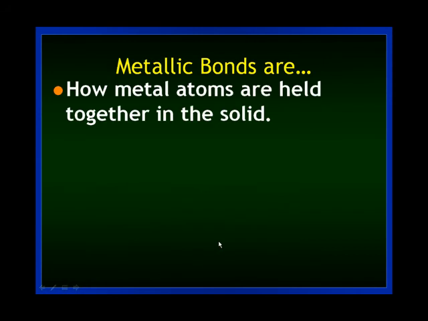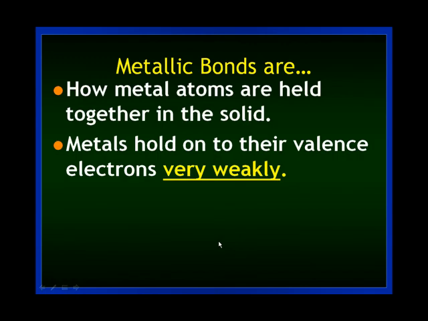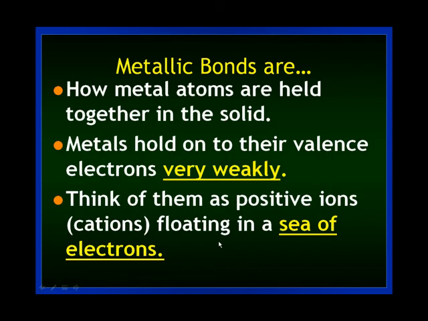Now, metallic bonds are kind of an odd form of bonding. It's a separate category, and it just describes how metals are held together within a solid. Metals don't hold on to their valence electrons very well. Okay, so they have a very weak hold on their valence electrons.